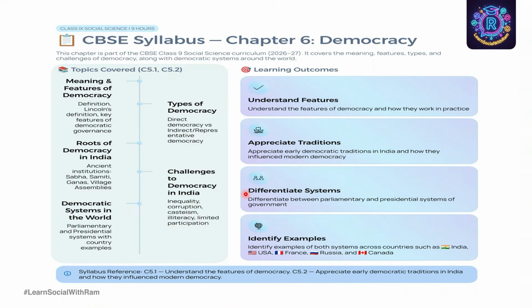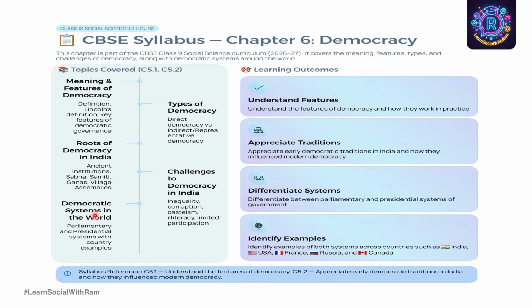Before we start the chapter, let us try to understand the various learning outcomes we will be able to understand by end of the chapter. Firstly, we will try to learn the meaning and features of democracy, followed by the different types of democracy, direct democracy versus indirect or representative democracy. Then we will also try to understand the ancient roots of democracy in India in the form of institutions called Sabha, Samiti, Ganas, village assemblies.